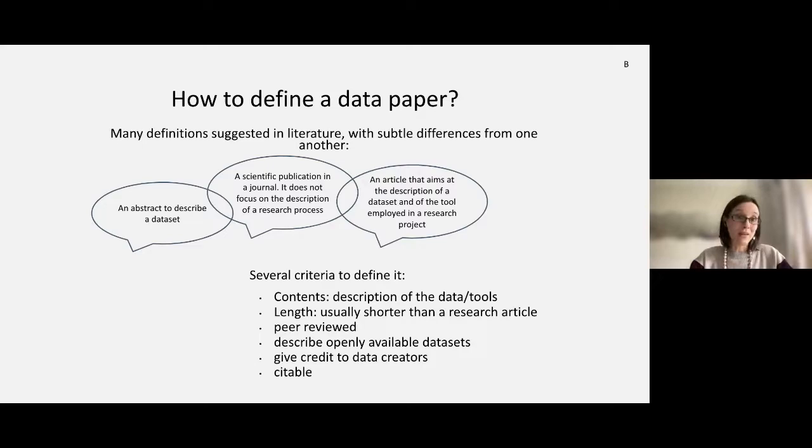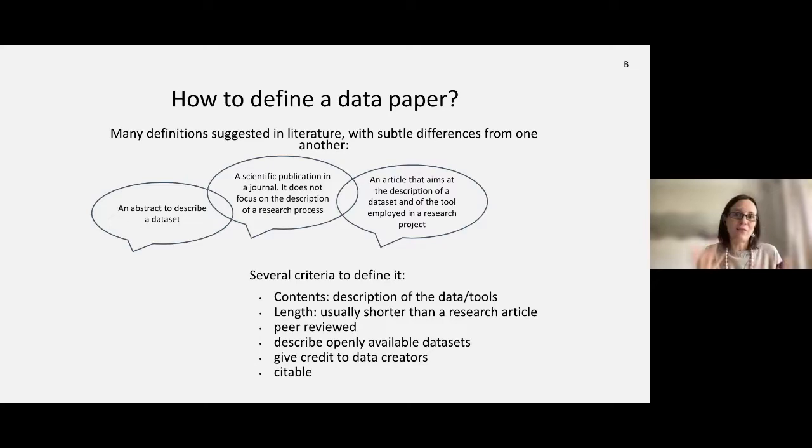Normally, it is shorter than a traditional research article in length because it's meant to be nimble, to be really complementary to the full research paper, where the researcher will explain all their findings, etc. It's peer reviewed, as I mentioned, so this is a clear and really key difference between a data paper and simply a data set, because the data paper is a natural scientific article.